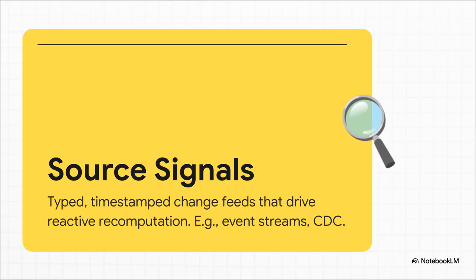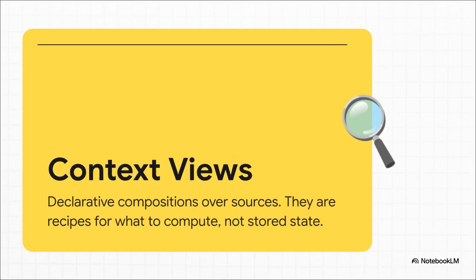You can think of them as simple, time-stamped change feeds. A new event happens, a row in a database gets updated, an API spits out new data. Each one of these is a signal that tells the system, hey, something new just happened. They are the heartbeat of the whole reactive system. Next up, we have context views, and this, my friends, is where the real magic begins. If signals are the ingredients, then views are the recipes.